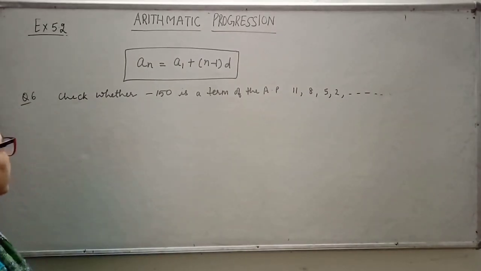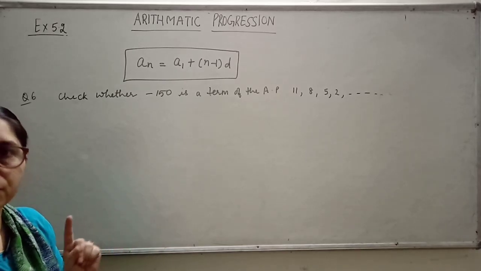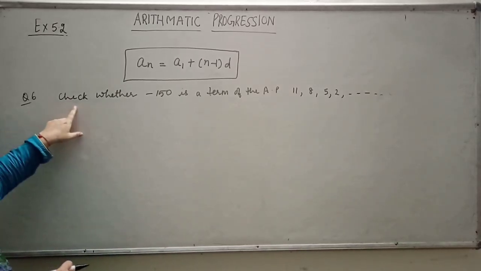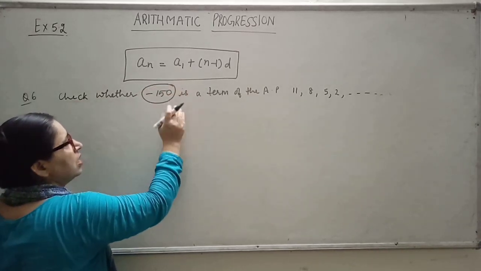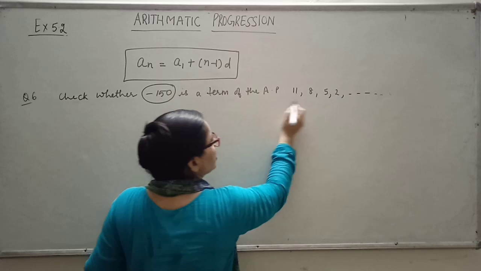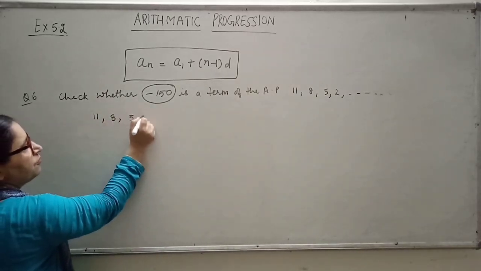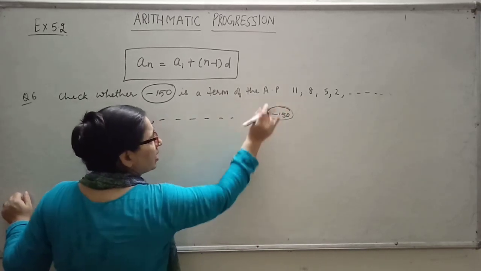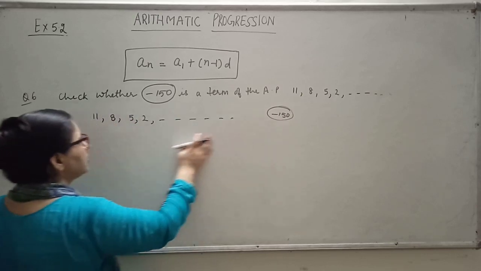And students, your question number 5 of this exercise is the same as question number 4, so you do that yourself. Now I have written question number 6. In this question it is given: check whether minus 150 is a term of this AP. My AP is 11, 8, 5, 2. So somewhere here minus 150 may come, and you have to check whether it does.